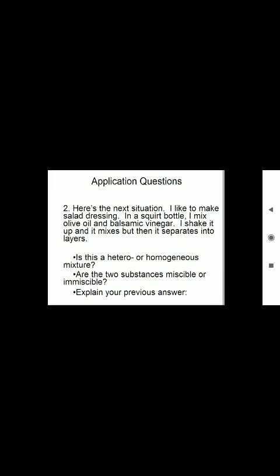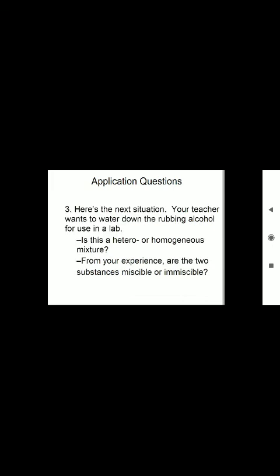The last application question. Your teacher wants to water down rubbing alcohol for use in lab. Is this a heterogeneous or a homogeneous mixture? And from your experience, are the two substances miscible or immiscible?